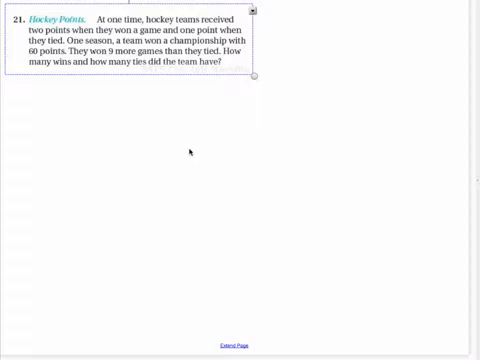Okay, here's a good example of a problem where it would be helpful to solve it using a system of equations. The first thing you have to do is look at the question itself and try to find the two categories that you're going to look at. Hockey: a team received 2 points for a win and 1 point when they tied. Say a team won a championship with 60 points. That's amazing. In the NHL, they get over 100.